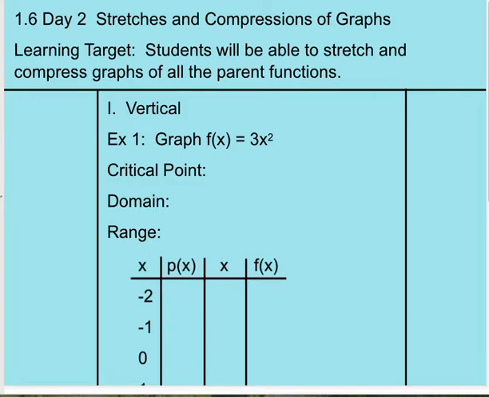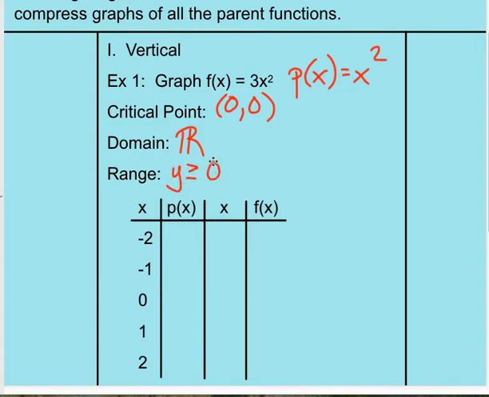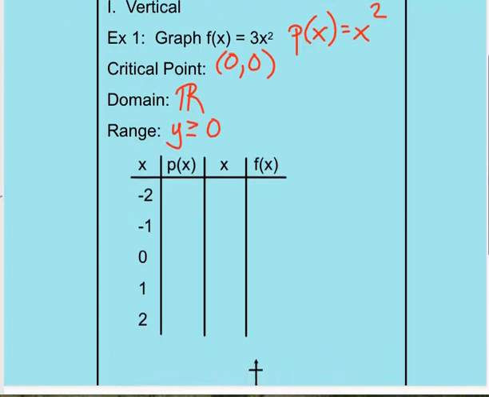So we'll start with vertical because that's easier because it's normal. And we've got 3 times x squared. So identify that parent function, have that graph in your mind, what it should look like. Critical point, because it's just a stretch, 0, 0. When you multiply it, it stays at 0, 0. Domain, it's a parabola, all real numbers. Range, the critical point didn't change, so we've still got greater than or equal to 0, because we don't have any reflections on this one either.